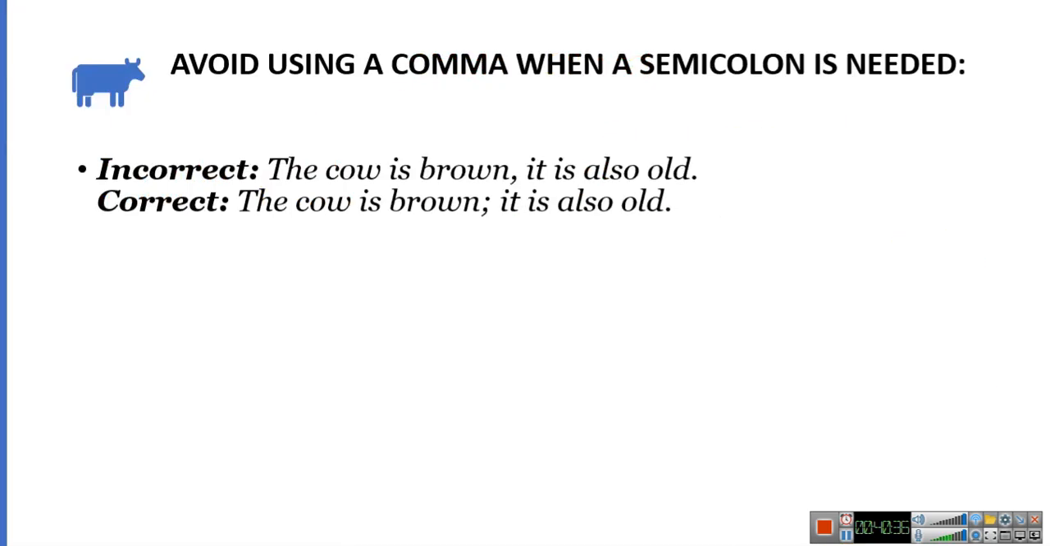Now let's do some exercises. So we need to avoid using the comma when a semicolon is needed. We have a correct example. It says, the cow is brown. It is also old. And we also have a correct one. The cow is brown; it is also old. So Diana, why is "the cow is brown, semicolon, it is also old" correct? Why is that correct?